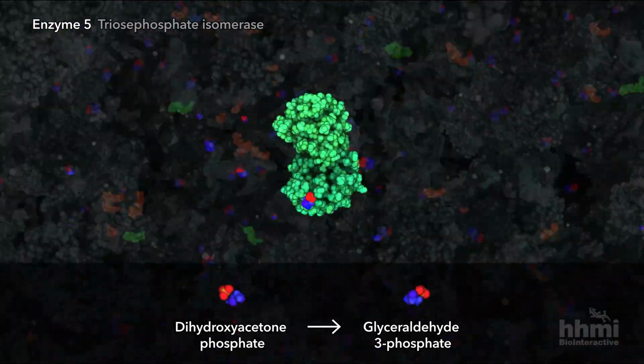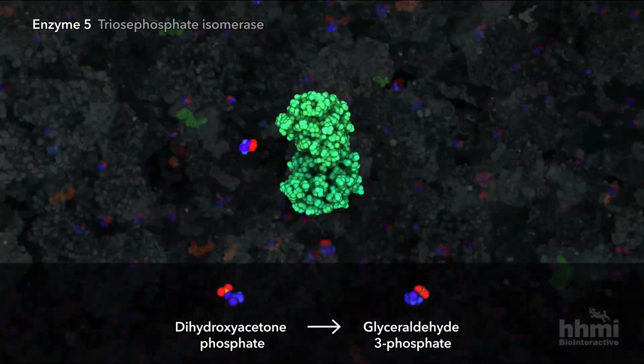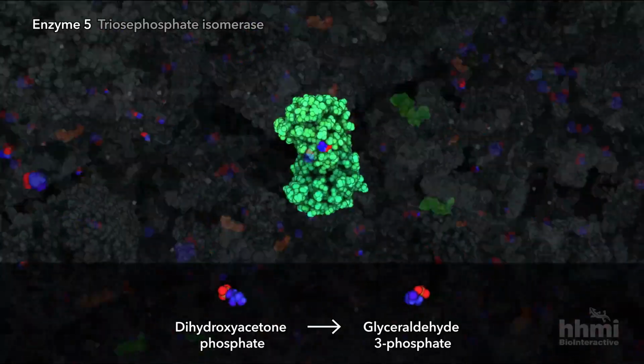The sugar isomer, dihydroxyacetone phosphate, must first be converted through isomerization before continuing to the 6th enzyme.